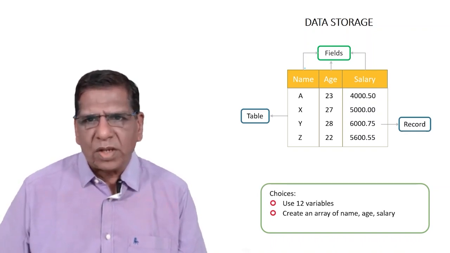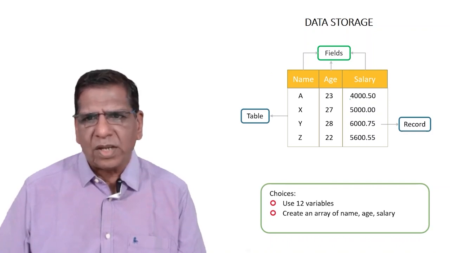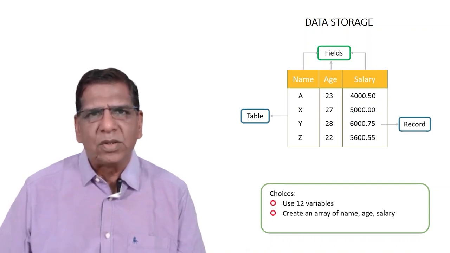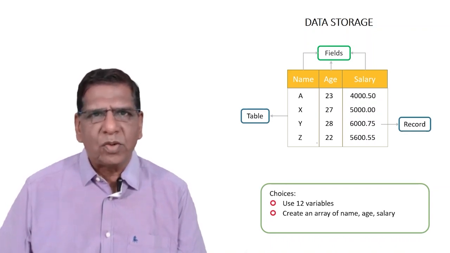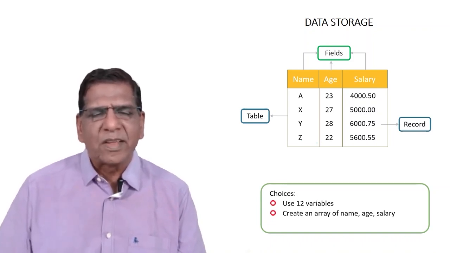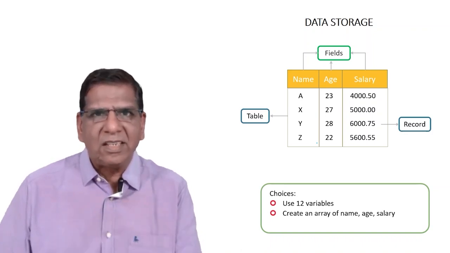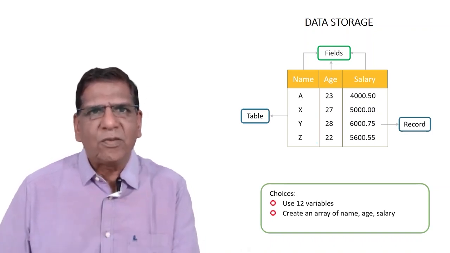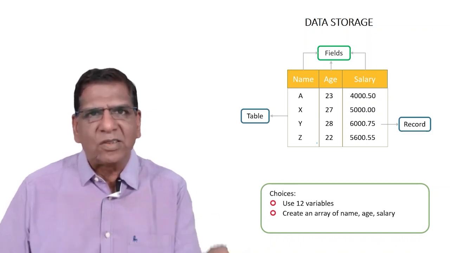In an array, store A, 23 and 4000.5. In another array, store X, 27 and 5000.0. Similarly, third array for third record and fourth array for fourth record. This also will have to be rejected immediately. Why? Because name is a character, age is an integer and salary is a float. These 3 dissimilar entities cannot go in an array.